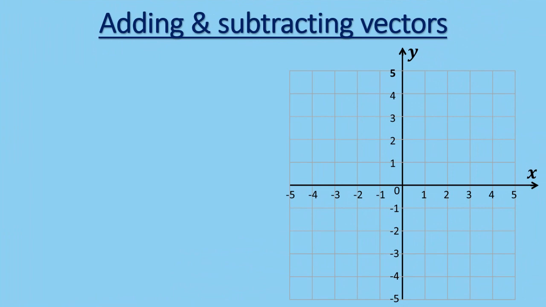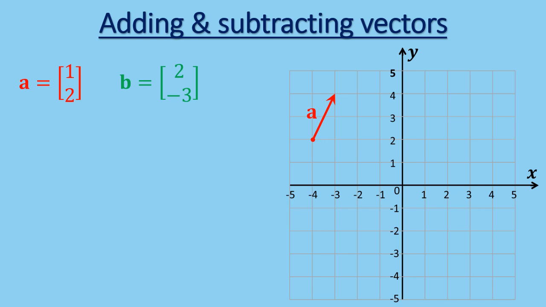Other than adding and subtracting vectors graphically, we can also add and subtract vectors by adding or subtracting their corresponding horizontal and vertical values. Let us consider these two vectors, a and b. Let us add them together graphically. I'll begin by sketching vector a. First, I'll choose any point on the grid to be the vector tail. And then I'll move 1 unit to the right and 2 units up to find the vector head. Now I have vector a on the grid.